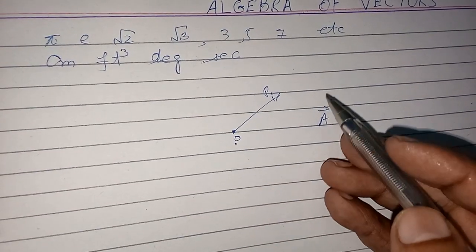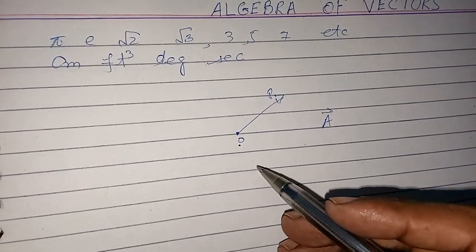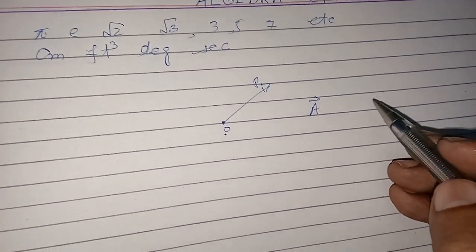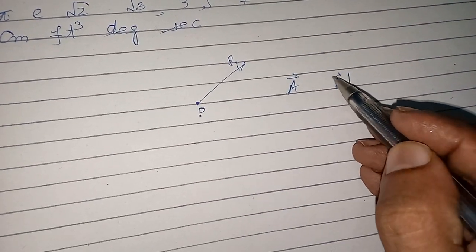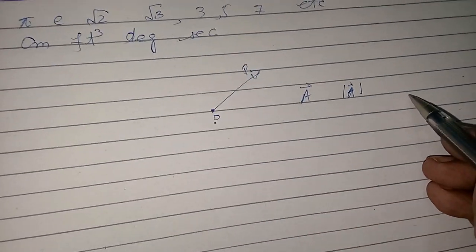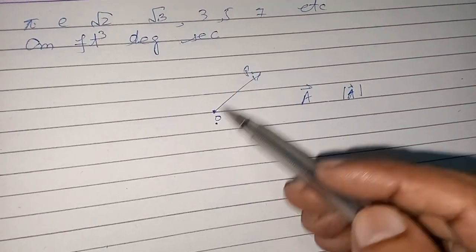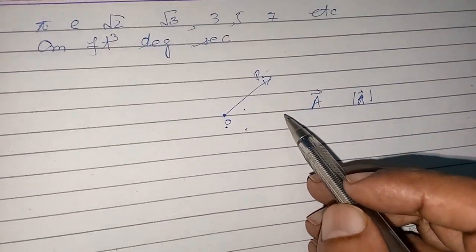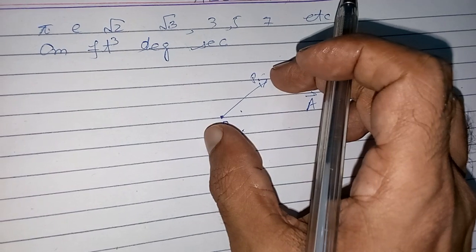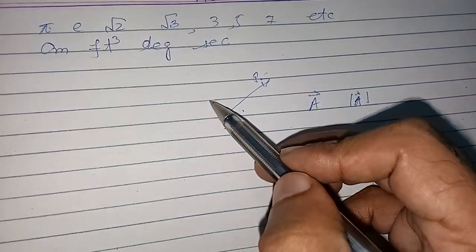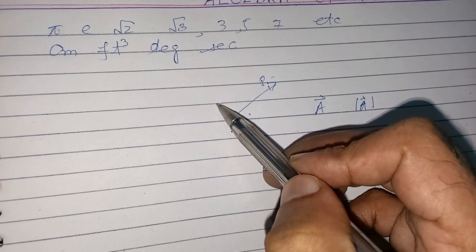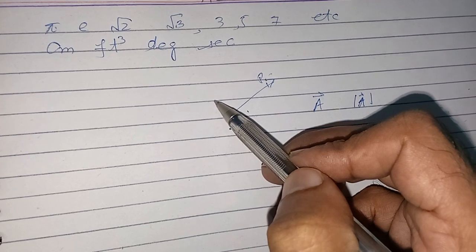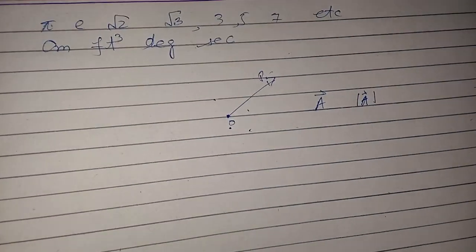Analytically, a vector is represented by a letter with an arrow over it as vector A. The magnitude of a vector A is denoted by magnitude of A or simply A and is equal to the length of OP as shown in the figure. The magnitude is also called the length or norm of the vector. When the initial point of the vector is fixed, it is called fixed or localized vector. If the initial point is not fixed, it is called a free or non-localized vector.